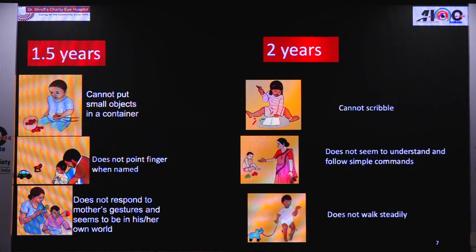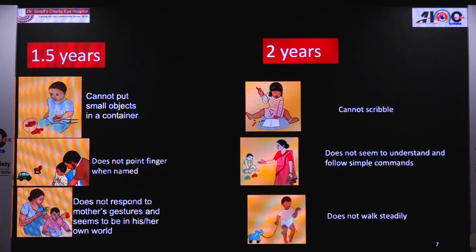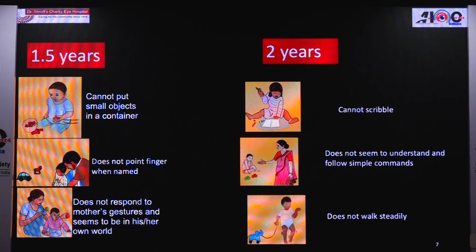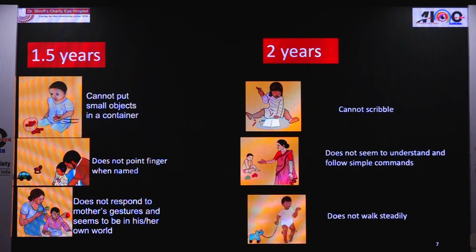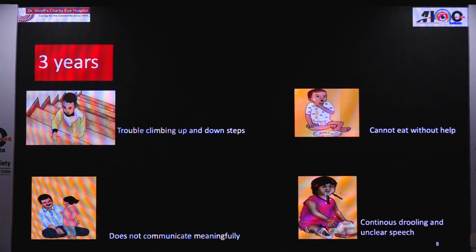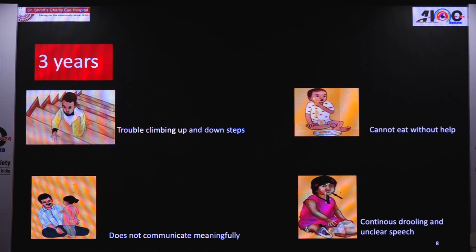By 1.5 years, if the child cannot put small objects in a container, does not point a finger when named, or does not respond to mother's gestures, that means these children again need to be evaluated thoroughly, and also the parents need to be educated. By 2 years, if they cannot scribble, do not walk steadily, or do not understand simple commands, and by 3 years, if they have trouble climbing up and down steps as discussed, or do not communicate meaningfully, have continuous drooling, or cannot eat without help. These are a couple of signs which each of us must know when we see a child presenting to our OPD, to assess whether the developmental course is normal or leading to a delay.